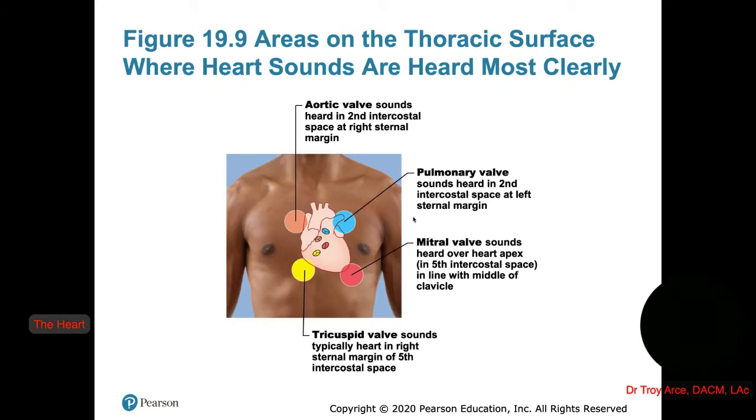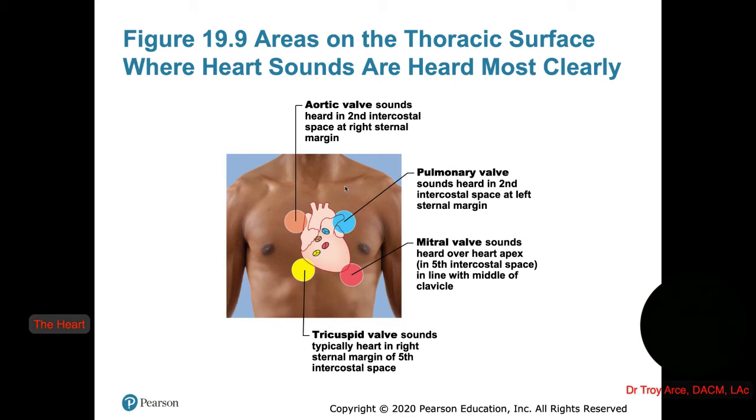So this is just what I talked about. You have your aortic valve sounds heard in the second intercostal space, the right sternal margin. So second intercostal space, right in through there, that's your aortic valve. Your pulmonary valve is going to be directly across in the second intercostal space, and then go down to the fifth, towards the apex of the heart, and you're going to hear your mitral valve. That's actually in the fifth intercostal space, in line with the middle of the clavicle. So that's the mid-clavicular line.